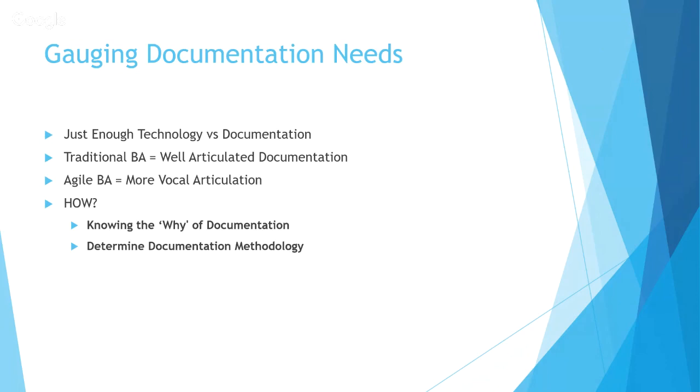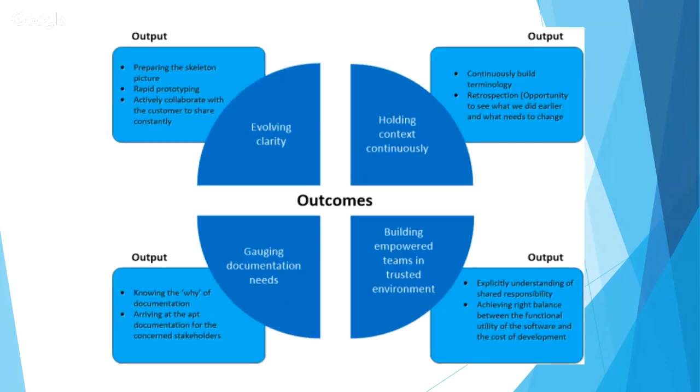That's great, thanks. Okay, we are running low on time. So this is a diagram in the article we just talked about. This just goes through and reiterates all the things from those previous slides. So it talks about evolving clarity as the outcome and the outputs that are required for that: holding context continuously, building empowered teams in trusted environments, engaging documentation needs, and then those outputs for each. And I'll make sure these slides get shared with everyone as well.